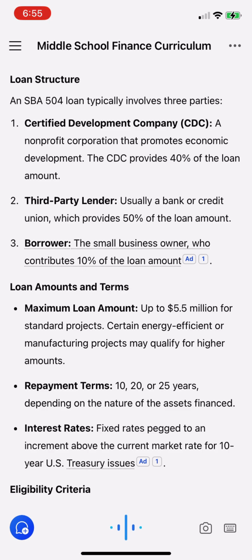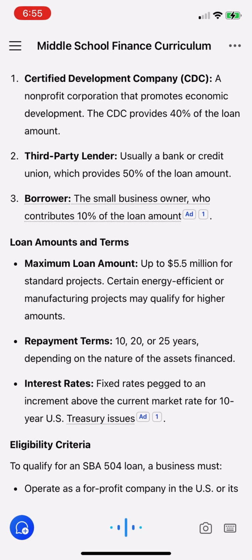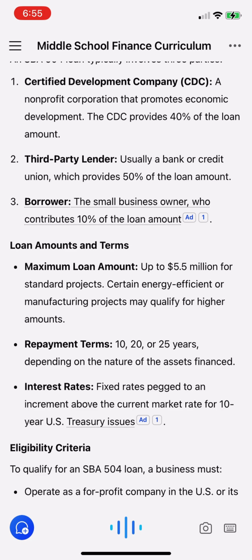Loan structure: An SBA 504 loan typically involves three parties. Certified Development Company, CDC, a nonprofit corporation that promotes economic development. The CDC provides 40% of the loan amount. Third-party lender, usually a bank or credit union, which provides 50% of the loan amount. Borrower, the small business owner who contributes 10% of the loan amount.